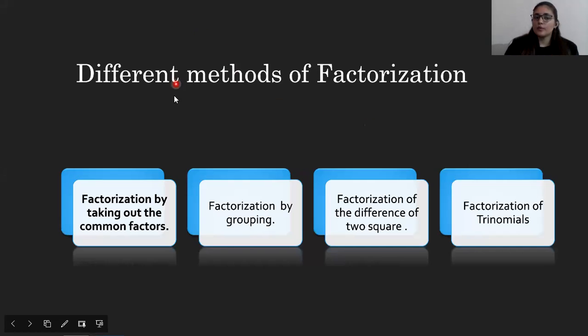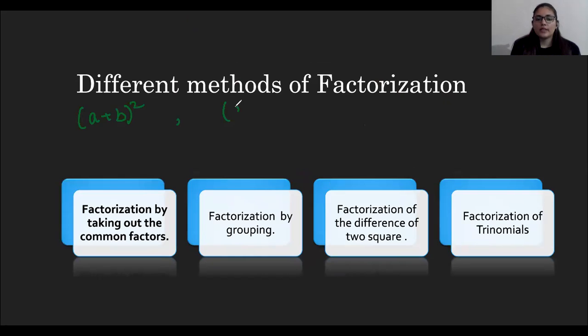Okay then, so now we will understand different methods of factorization. So now we have learned 3 identities. We know what a plus b whole square is, right? We know what a minus b whole square is, right? And we know what a square minus b square is.